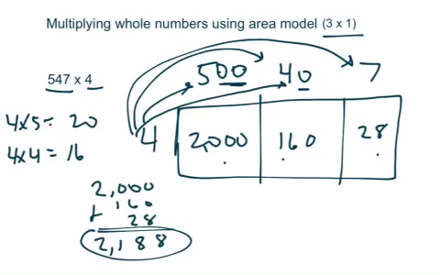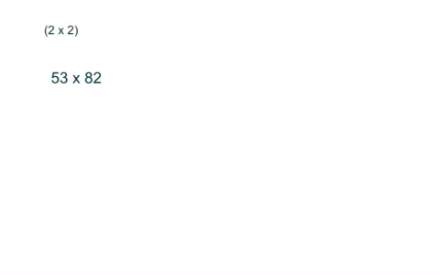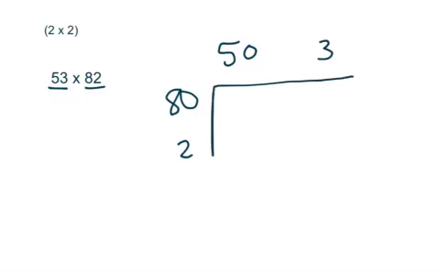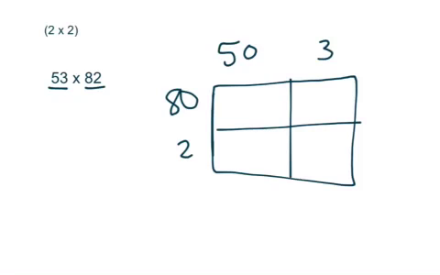Let's check it out with a 2 by 2. So 2 by 2 is a 2-digit by 2-digit. We're going to take that 53 and we're going to write it out in expanded form. Then we're going to take the 82 and write this one out in expanded form. And you can see when we do this model, students just need to know their basic multiplication facts, and then they can simply, using the powers of 10, add the zeros that they need to add to their answer.